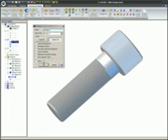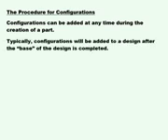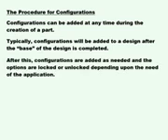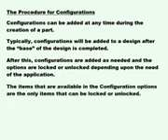Active. If this option is selected and the OK button is then clicked, this will be the active configuration in the Design Explorer. The procedure for configurations. Configurations can be added at any time during the creation of a part. Typically, configurations will be added to a design after the base of the design is completed. After this, configurations are added as needed and the options are locked or unlocked depending upon the need of the application. The items that are available in the configuration options are the only items that can be locked or unlocked.